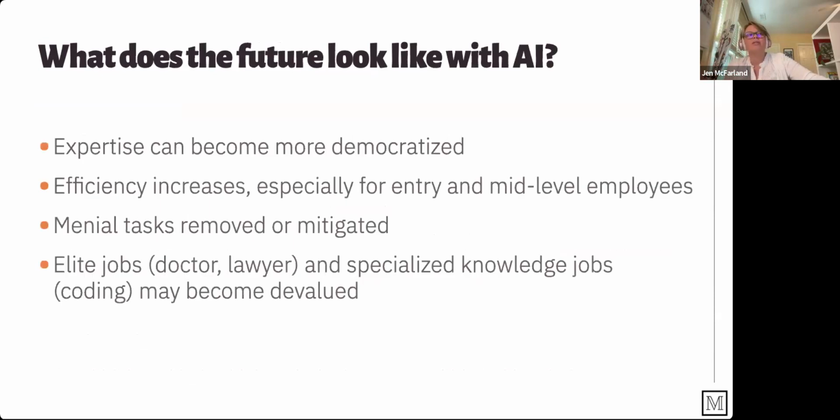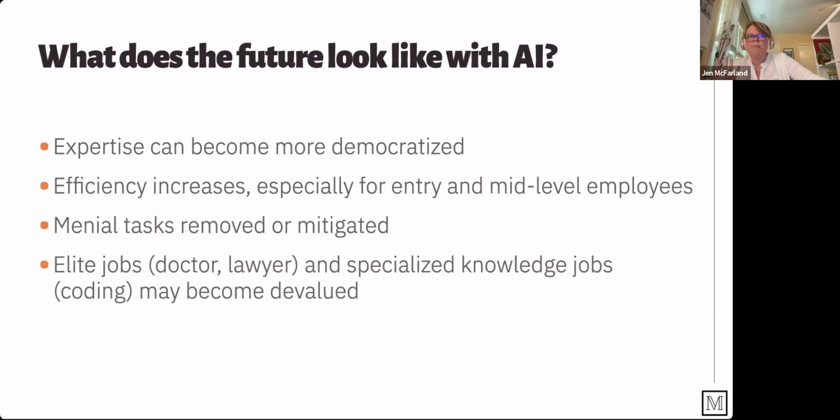So what does the future look like with AI? A really positive, rosy picture shows that, ideally, expertise can become more democratized. We have the ability to have far more information than we have the capacity to learn at our fingertips, very easily accessible. It's been that way with the internet for a while, but now it's even easier to get to it. In theory, efficiency should absolutely increase, especially for entry and mid-level employees, where a lot of their more menial tasks can be either eliminated or mitigated with the help of AI.